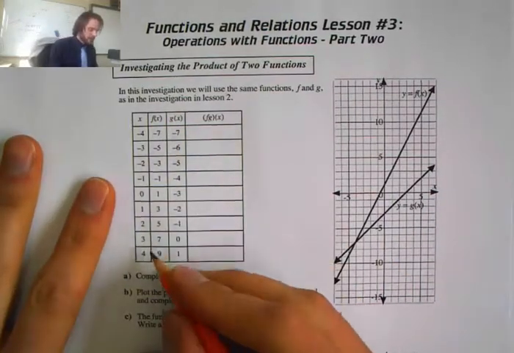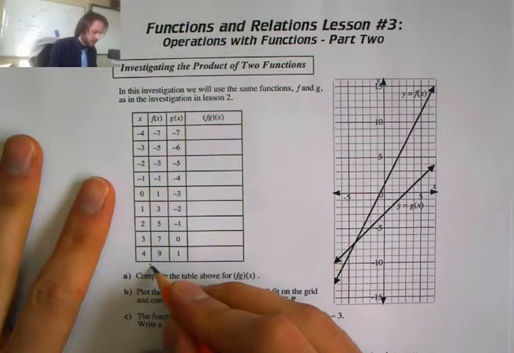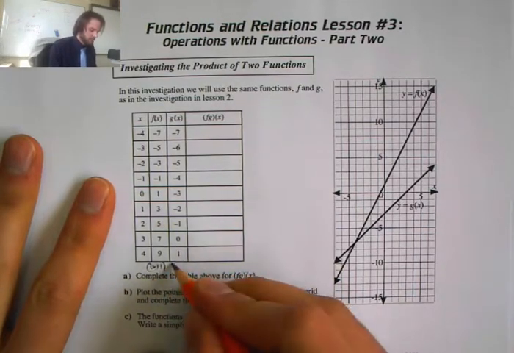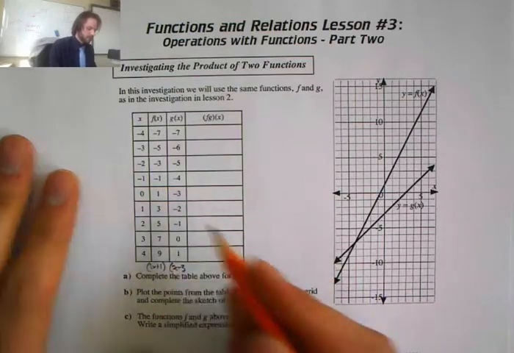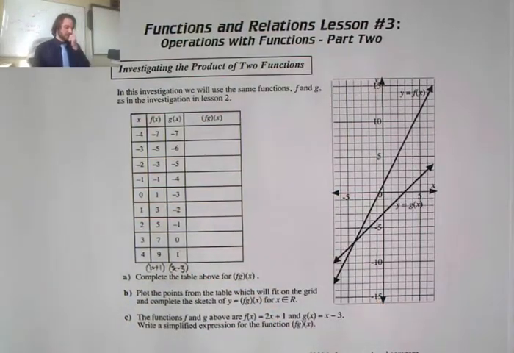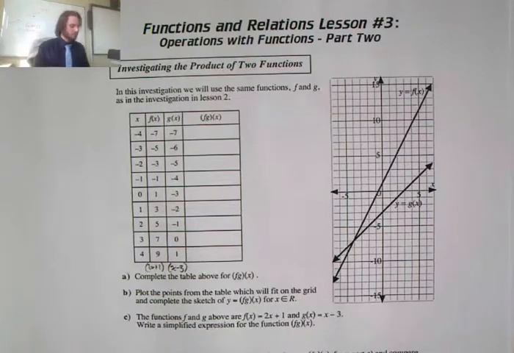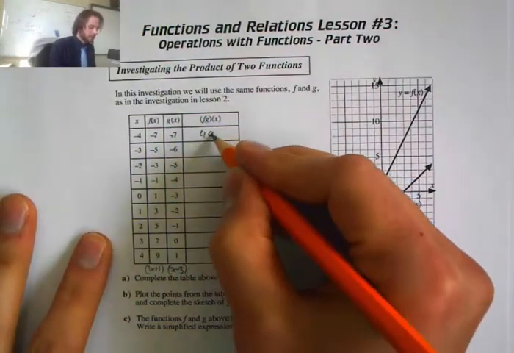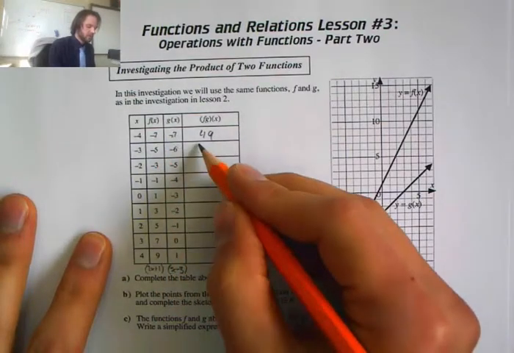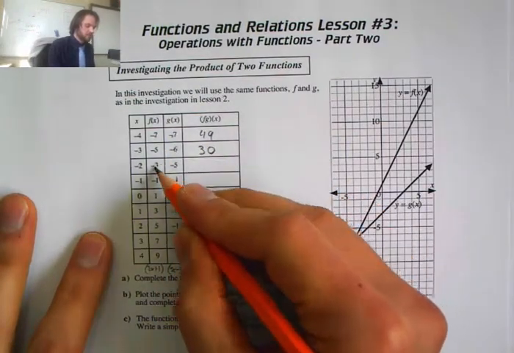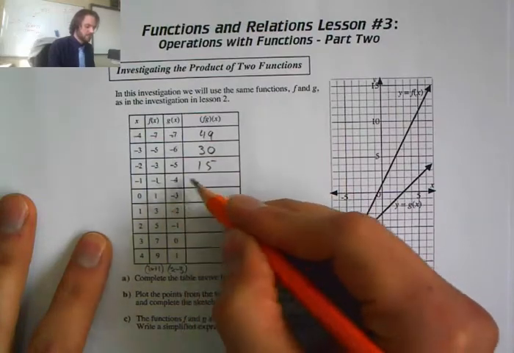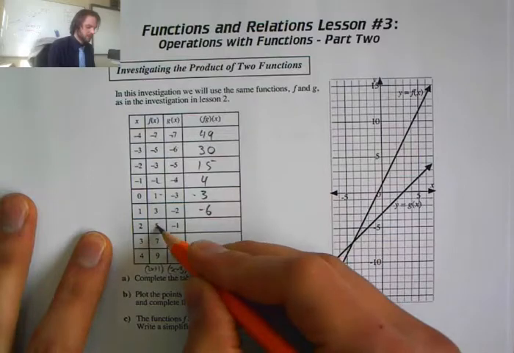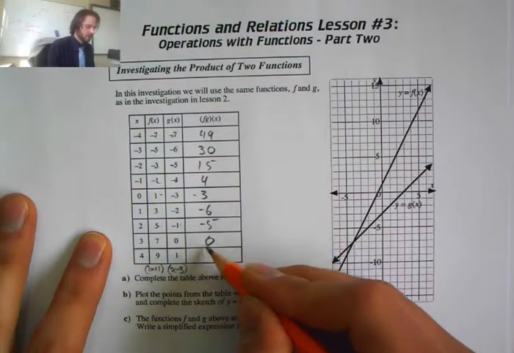We want the product, and if you remember last time, this was 2x minus 1, or 2x plus 1. This one here was x subtract 3. Okay? Now, let's figure out what this here is. If we multiply them, negative 7 multiplied by negative 7 is 49. Negative 5 times negative 6 is 30. 15, 4, negative 3, negative 6, negative 5, 0, and 9.